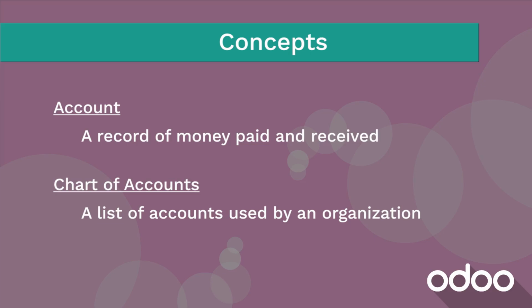An account is a record of money that has been paid and received. In other words, an account is a record of transactions and the resulting balance. A chart of accounts is a list of accounts used by an organization. A chart of accounts consists of both balance sheet accounts and income statement accounts. A chart of accounts is tailored to accurately reflect the financial operations of a company.